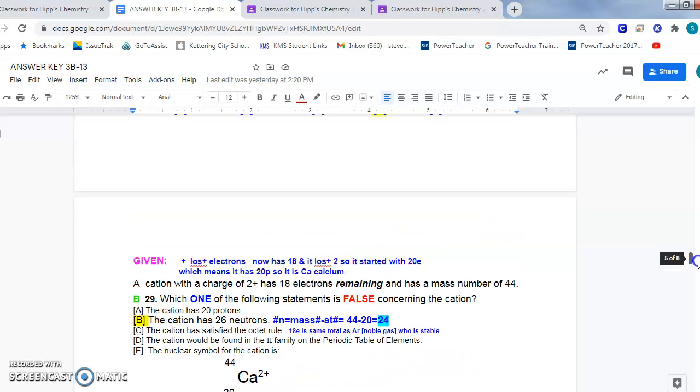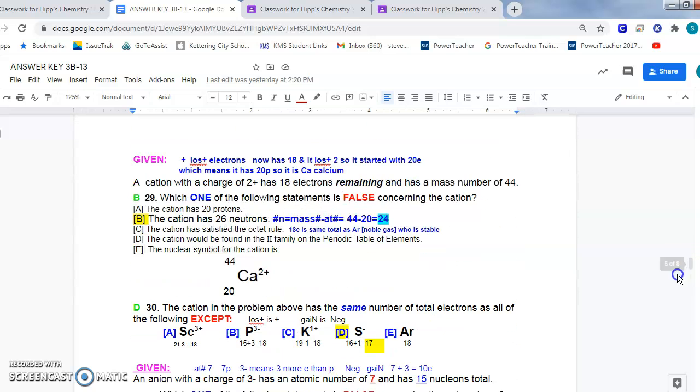All right, now we're on to our next page, page 5. A cation with a charge of 2 plus. So it's a plus, and it now has 18 electrons, so it has 18 negatives, with a mass number of 44. If it's 2 plus, that means there's 2 more positives than negatives. So that means it must have started with 20 electrons, and it has 20 protons. Protons are positive.